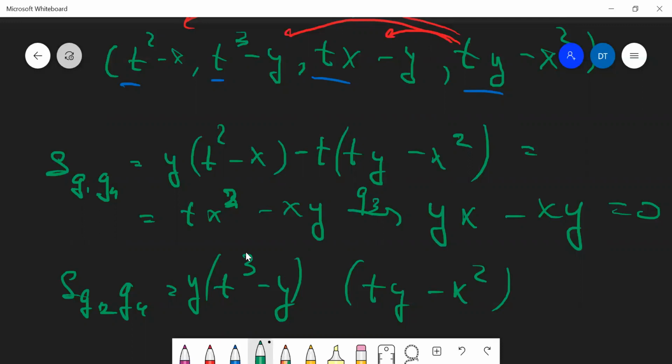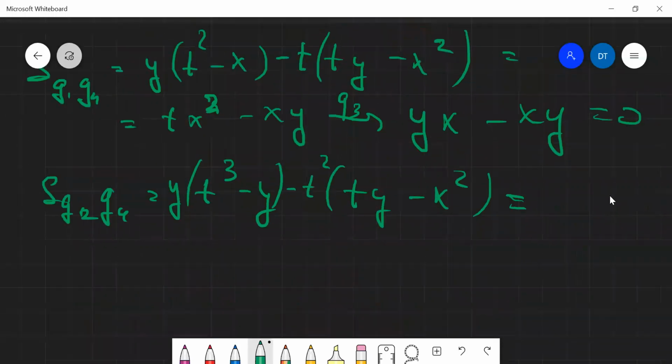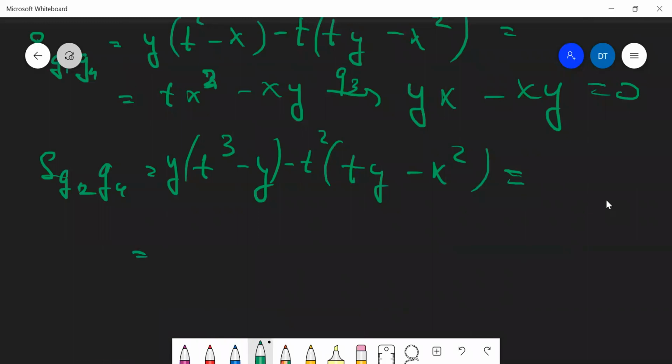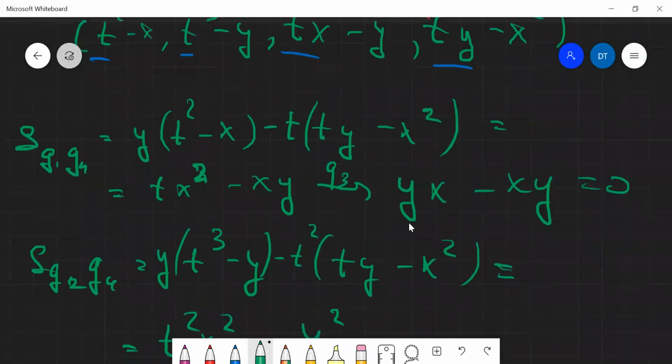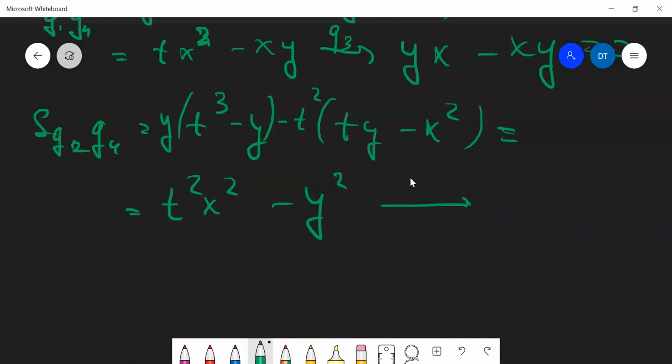Here it must be y, and here it must be t squared. So we subtract one from another one. Now, if we compute, we will get t squared y squared minus y squared. We can reduce using, again, tx minus y. If we reduce using tx minus y, it means we replace tx by y. So after two reductions, we have to do it in two steps formally, but if we do it, the result will be zero.